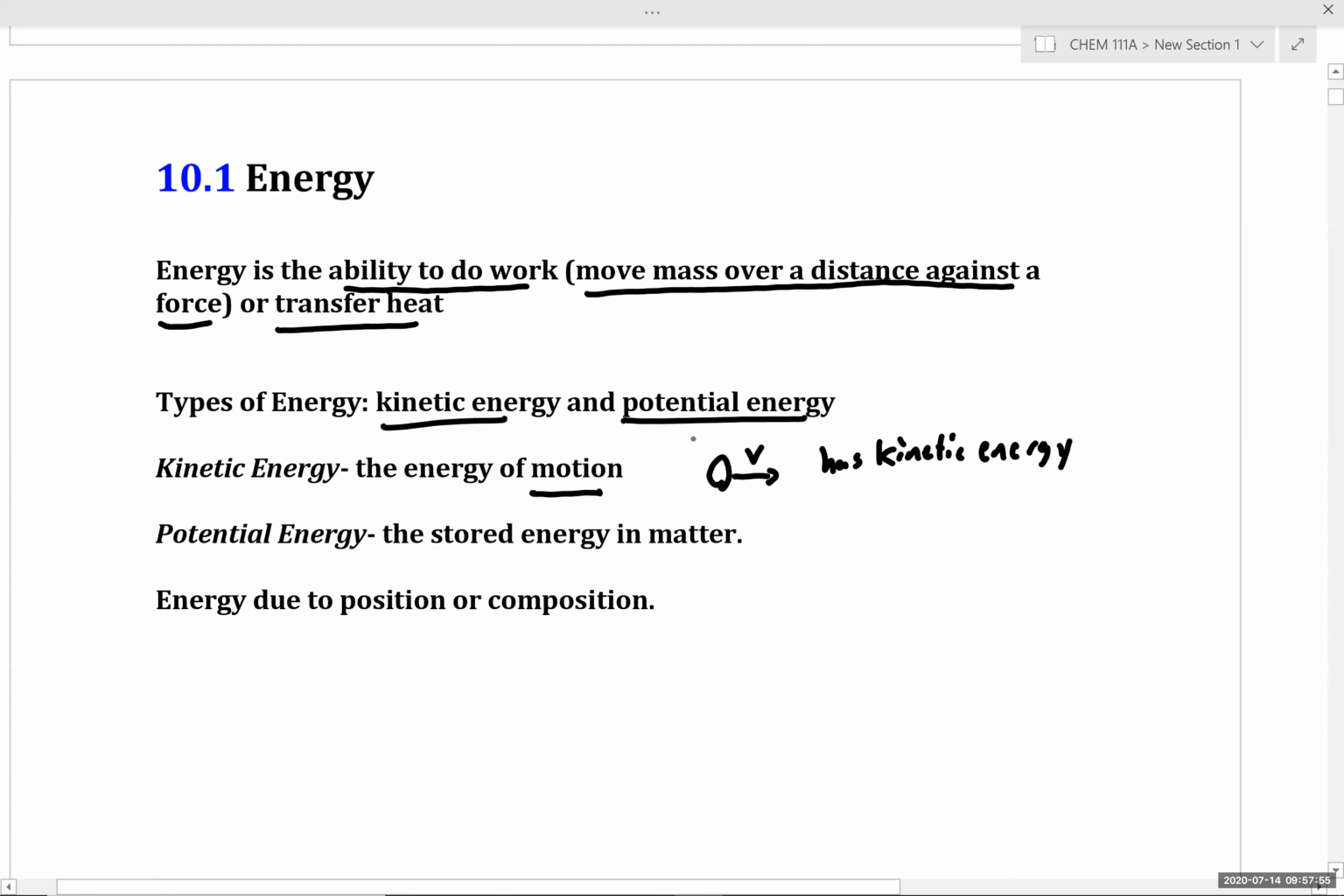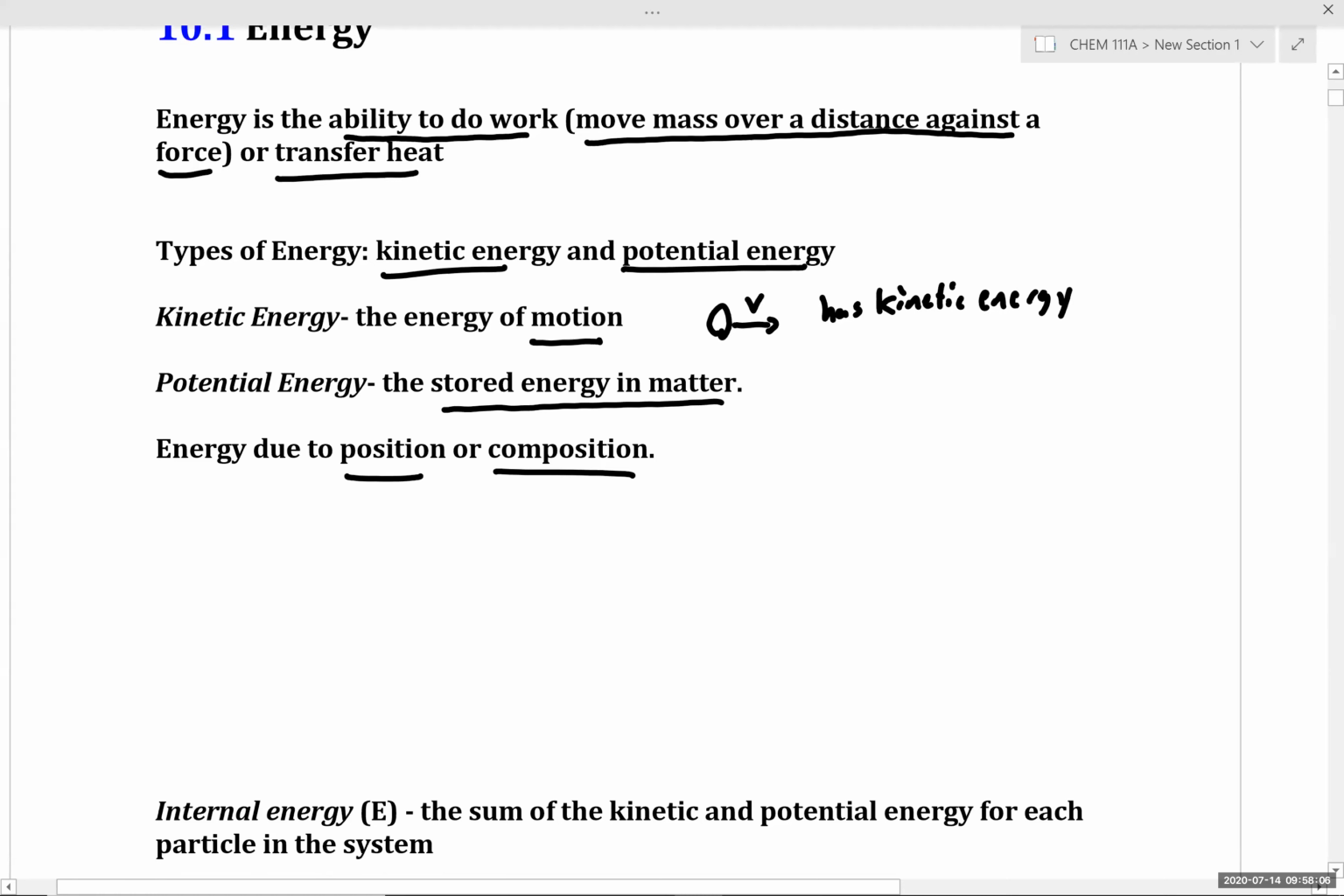That determines the amount of kinetic energy that your object has. Potential energy is the stored energy in matter. Potential energy can be thought of as energy due to position or composition. An example that's pretty tangible is if you have a rock sitting on a really, really tall building, this rock has potential energy due to its position.